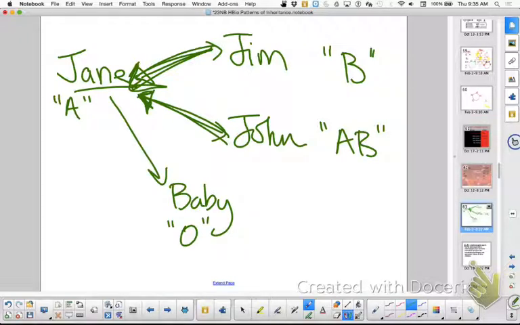Okay, tell me, who do you think's buying diapers? Jim. I agree with you. Okay, give me Jane's genotype.